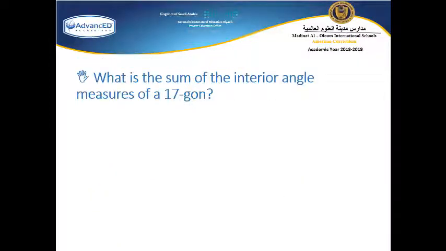What is the sum of the interior angle measures of a 17-gon? This polygon has 17 sides. Let's apply our formula n minus 2 times 180: 17 minus 2 times 180, 15 times 180, and we will get 2700.